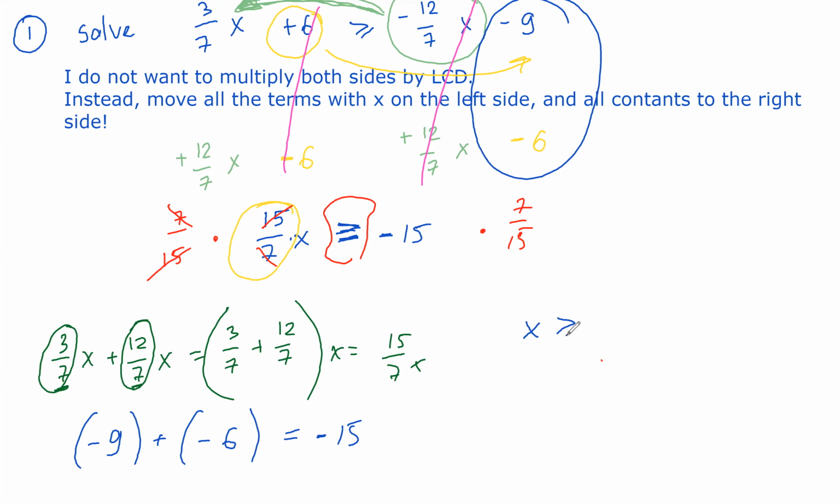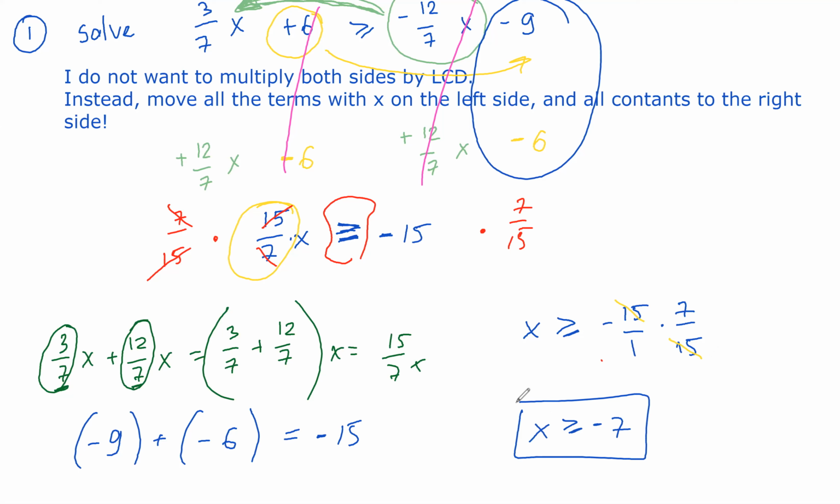X is greater than or equal to, and then this I could finish up. -15 over 1 times 7 over 15. And again, do some cancellation. Cancel this 15, cancel this 15. We're getting -7. So the answer will be that x is greater than or equal to -7. This is what I will put into the web work.